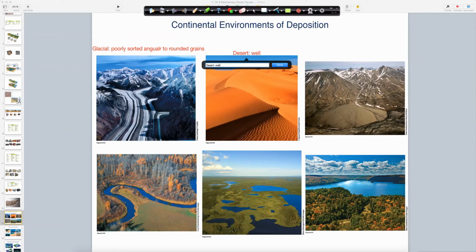This next one is a desert. Desert, you're going to get well sorted, rounded grains. They're going to be well sorted because they are windblown.